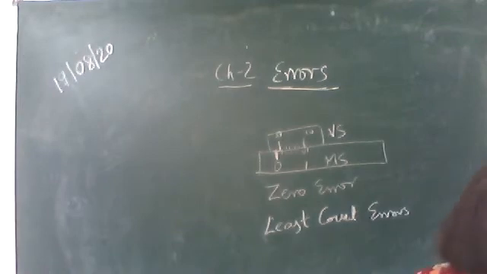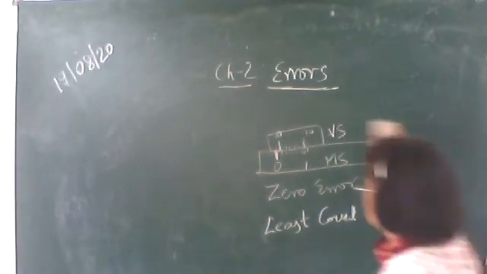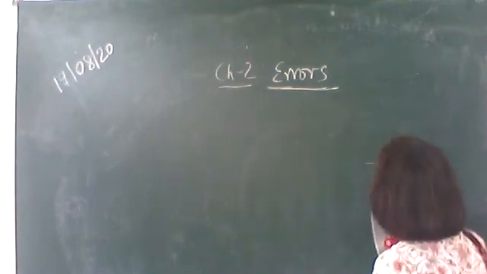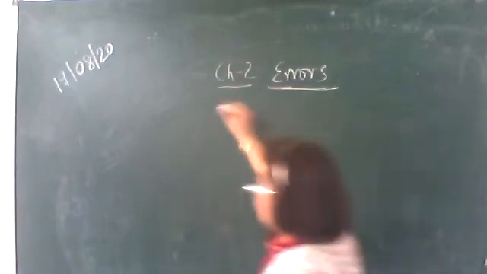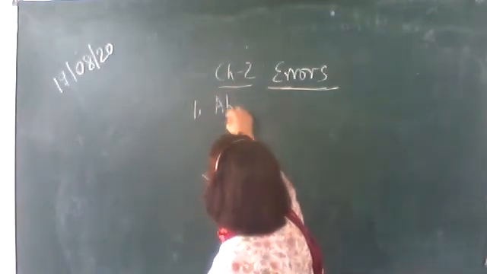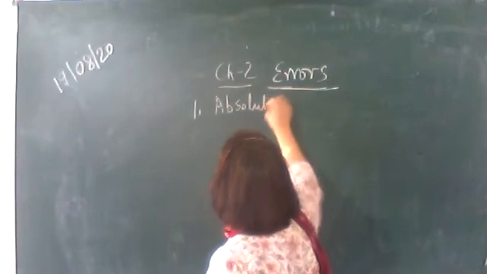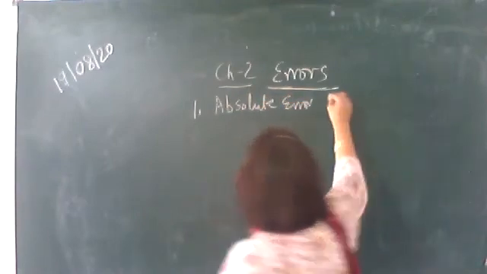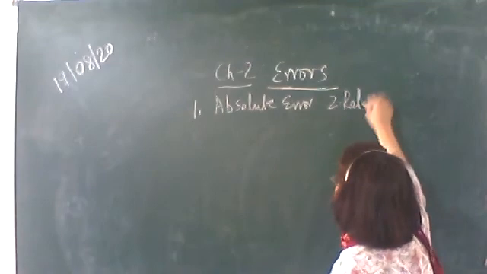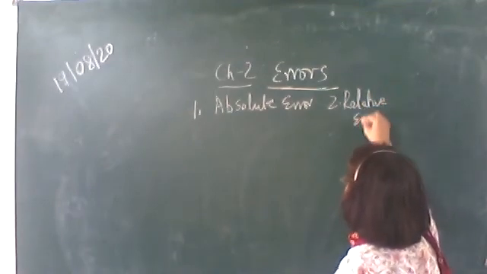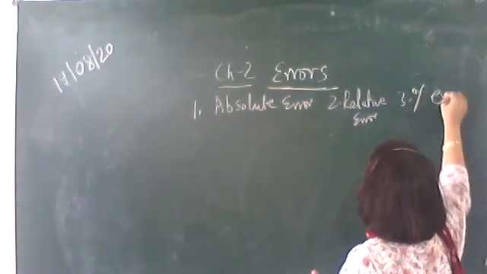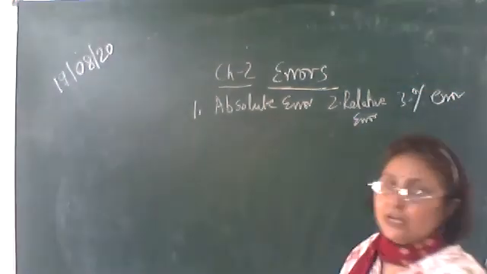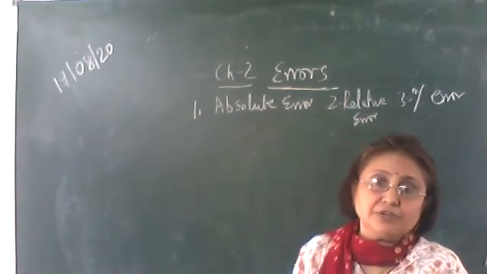Now when the error is calculated, we get 3 types of errors. The first one is absolute error. The second one is relative error. And the third one is percentage error. Now let's start with the absolute error.